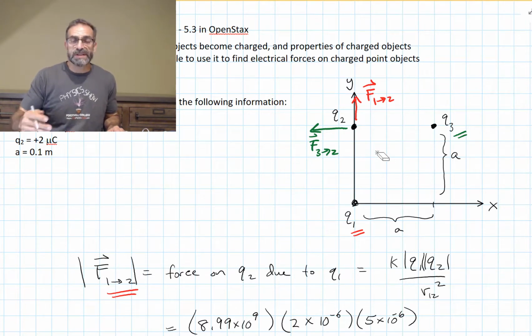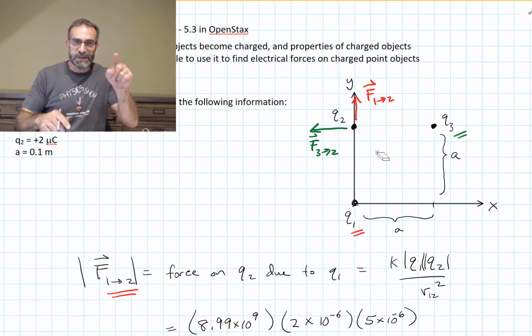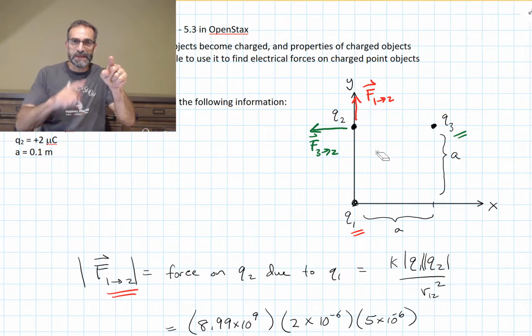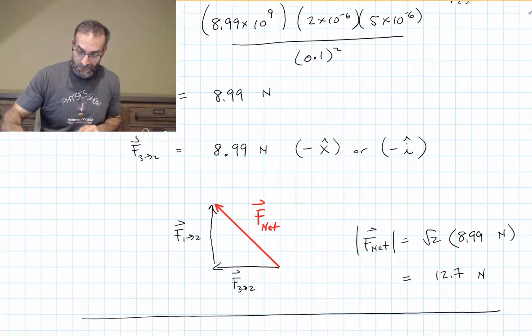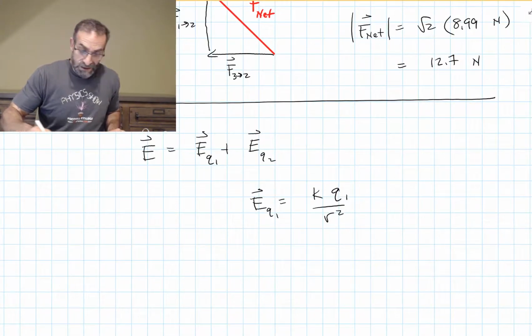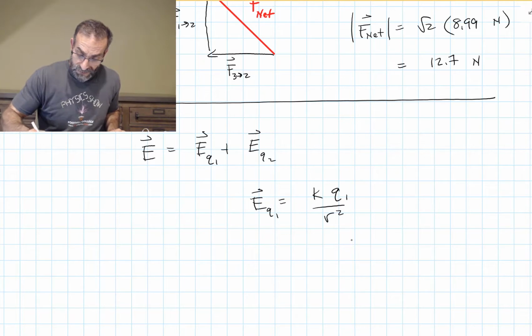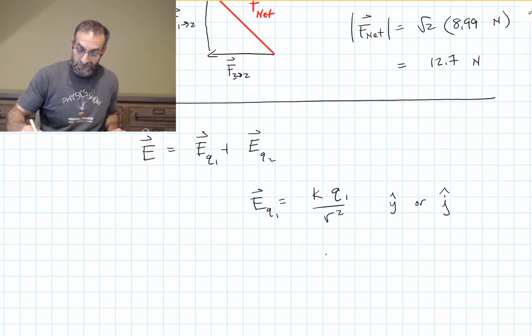When you use equations, get in the habit of thinking about what each variable stands for. What is it? The distance between what? The distance between our point of interest, where we want to know what the electric field is, and our point charge that's creating the electric field. That's what we're looking for here. And of course the direction would be y hat or j hat.